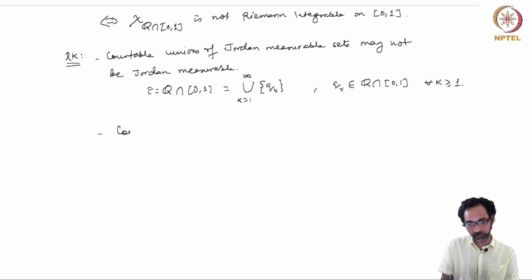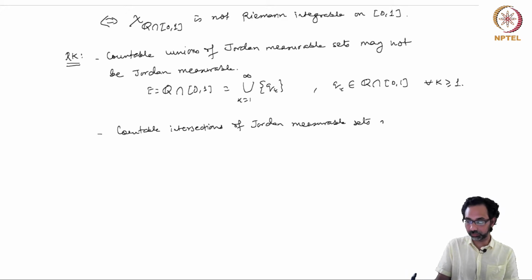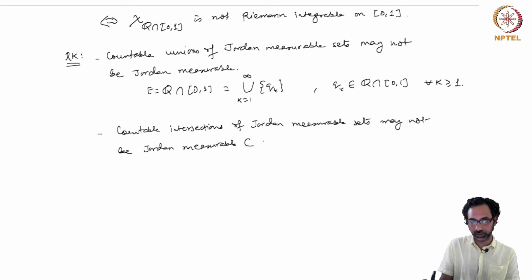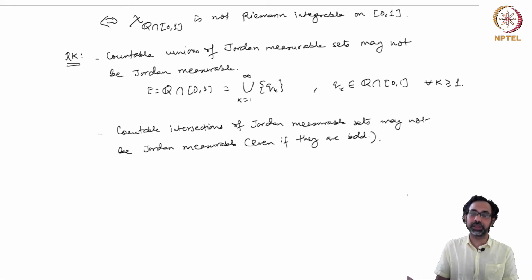Similarly, we will see later that countable intersections of Jordan measurable sets may not be Jordan measurable even if they are bounded. So there exist examples of bounded subsets of, let us say, R, which are countable intersections of Jordan measurable sets, but they are not Jordan measurable. We will see that a modification of the well-known middle third Cantor set will give us such an example, but we will come to that later. So I just put it as a remark for now that countable intersections of Jordan measurable sets can also fail to be Jordan measurable.